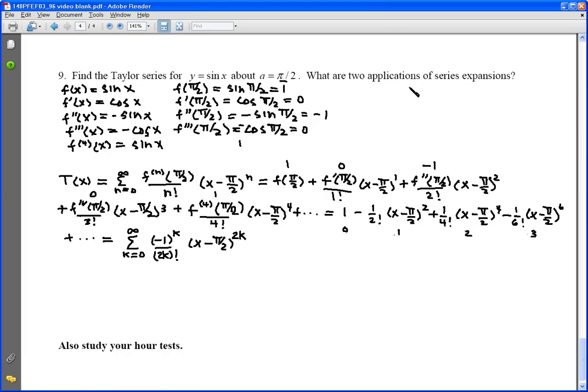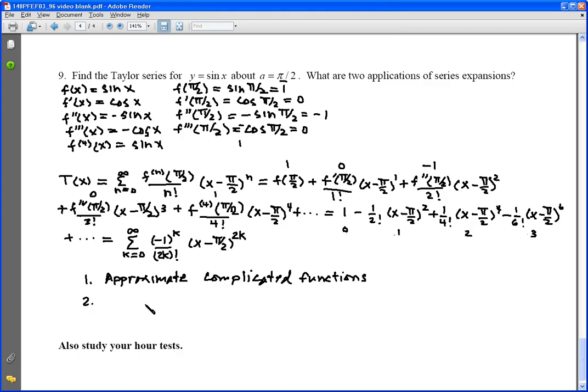What are 2 applications of series expansions? The reason that we do these series expansions is we can approximate complicated functions. We could have these very difficult functions, and if we approximate them with a Taylor series or a power series, then this is essentially an infinite degree polynomial. If you FOIL this out, it's a polynomial.